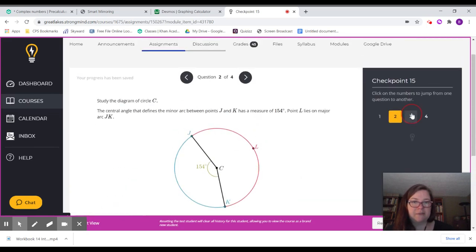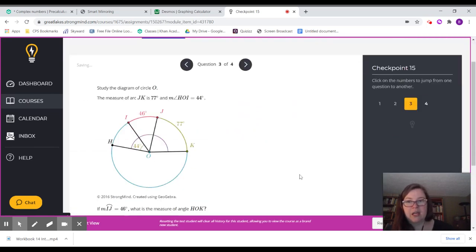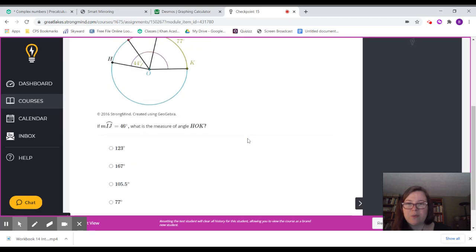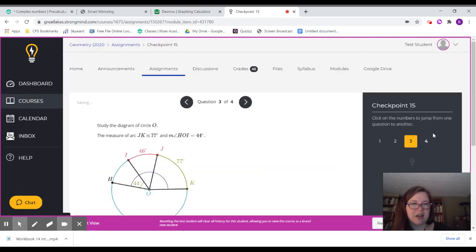And then this one. This is saying that we have these 2 arcs and then that central angle, but we know that's the same thing as that. We want the angle of HOK. We want to add up all of those. So 77 plus 46 plus 44. 46 plus 44 is 90. 90 plus 77 would be 167. 167 is the answer to that one.